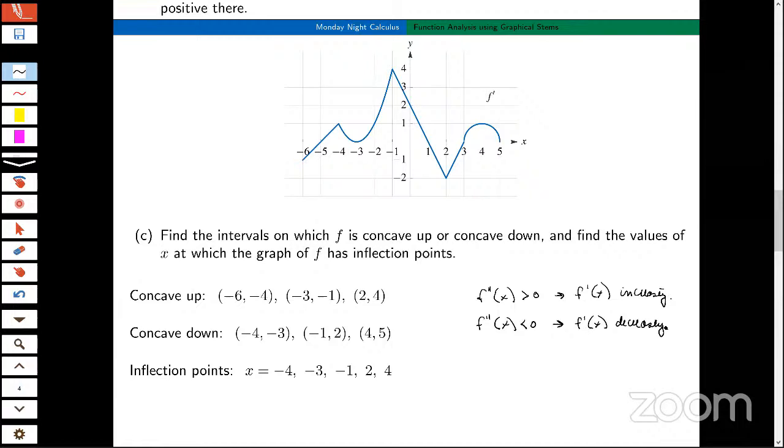So, I'm going to take a quick peek up here at this graph. I see that f prime is increasing from minus 6 to minus 4. It's increasing again from minus 3 up to minus 1, and again from 2 all the way over to 4. You'll notice here when I list concave up, I list these with open intervals.